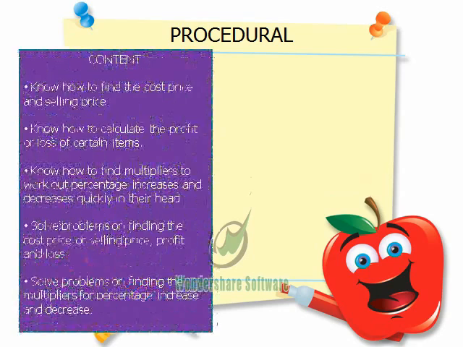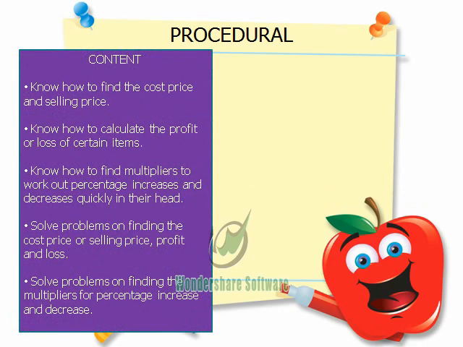So the content on procedural will be knowing how to find the cost price and selling price, knowing how to calculate the profit or loss of certain items, knowing how to find multipliers to work out percentage increases and decreases quickly in your head. So meaning here is that the students should know how to solve problems on finding the cost price or selling price, profit and loss. The students also should know how to solve problems on finding the multipliers for percentage increase and decrease.